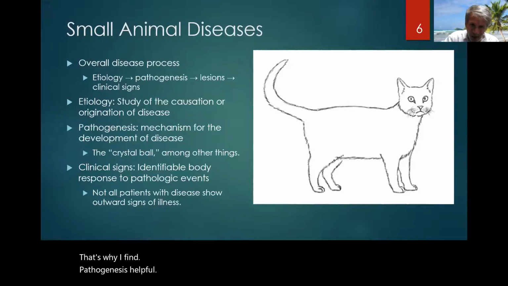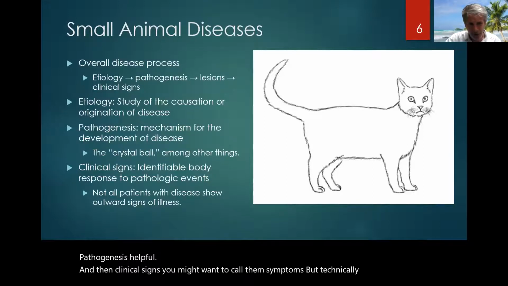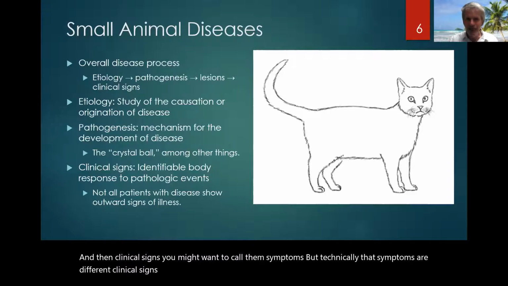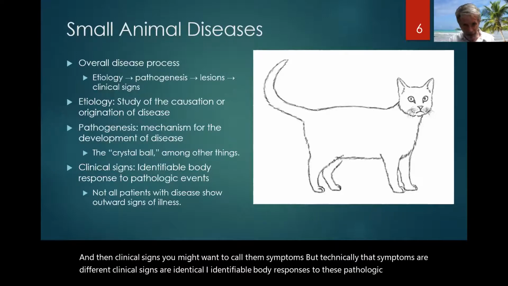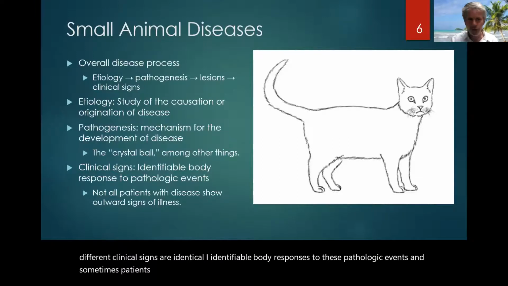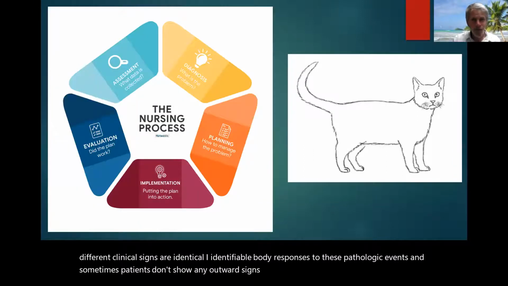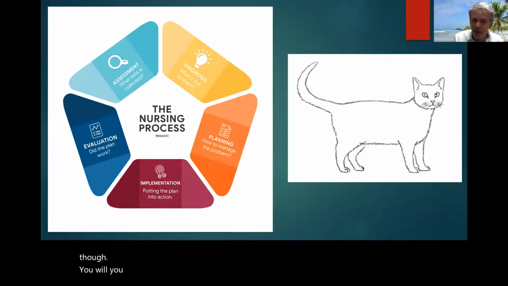And then clinical signs, you might want to call them symptoms, but technically the symptoms are different. Clinical signs are identifiable body responses to these pathologic events. And sometimes patients don't show any outward signs of disease. Most of today's diseases, though, you will be seeing some clinical signs.